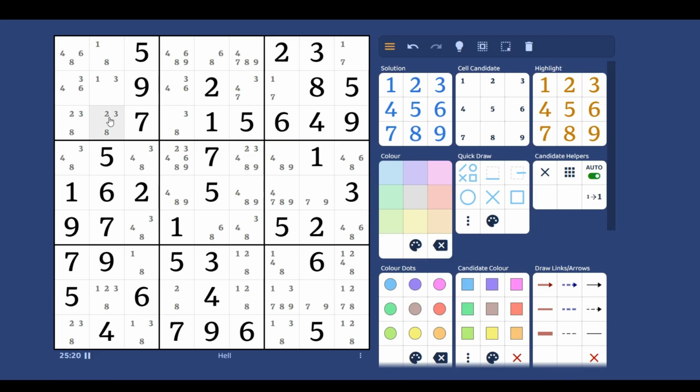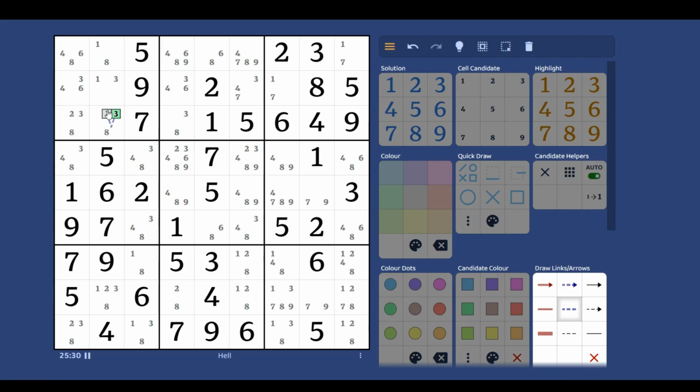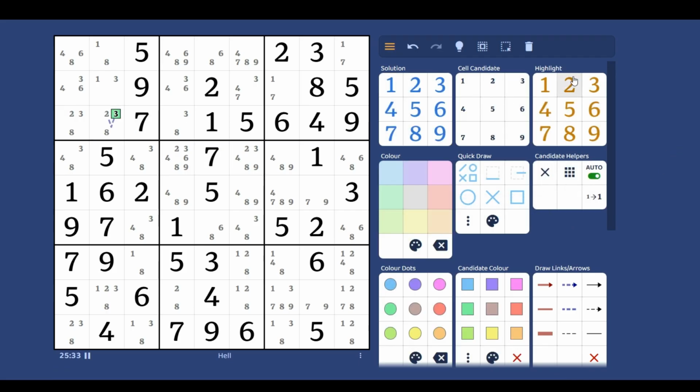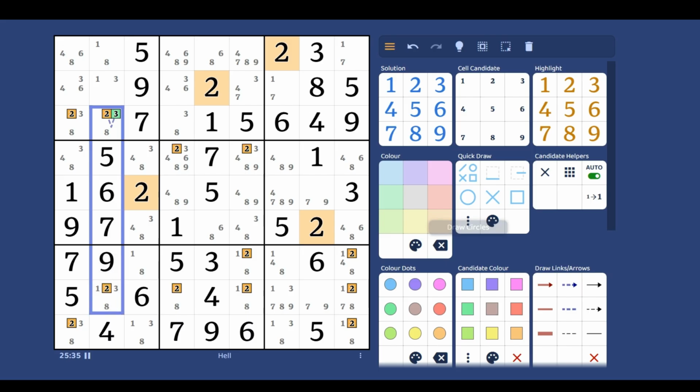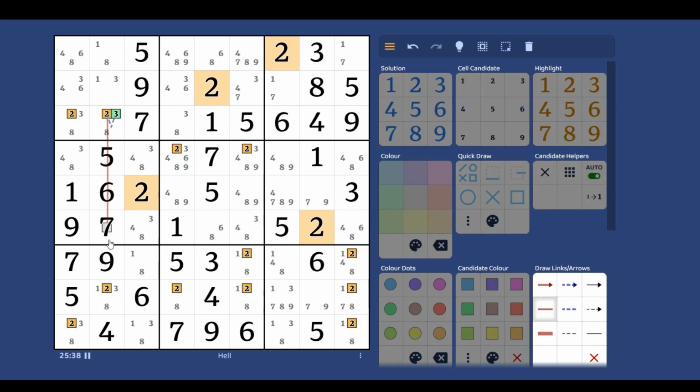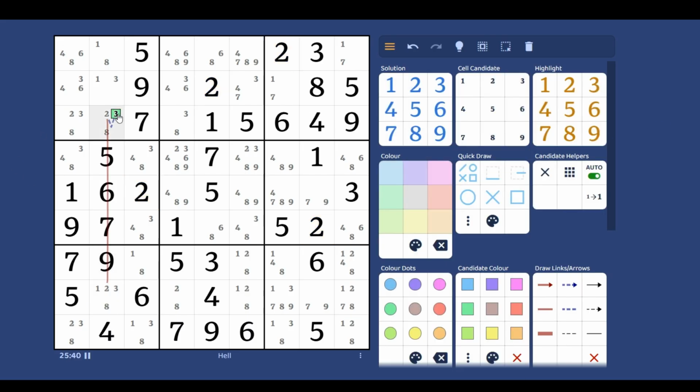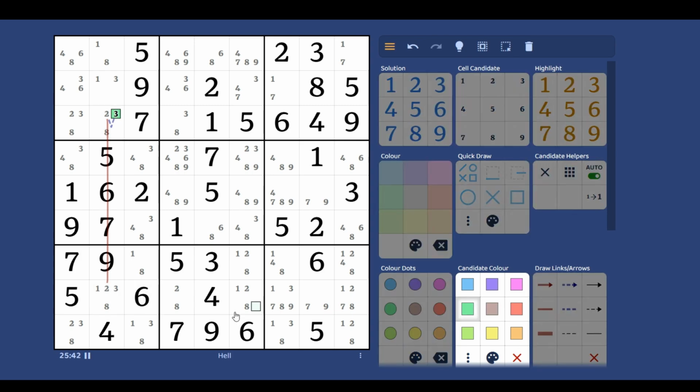And let's take a look at what would happen if we assume this 3 was true. So I'm going to go ahead and mark that in green. Well, we know this 3 is weakly linked to this 2, and this 2 is bilocal in its column, so it is strongly linked to this 2 down here. So if this 3 is true, this means this 2 also has to be true. So I'll go ahead and mark that in green.